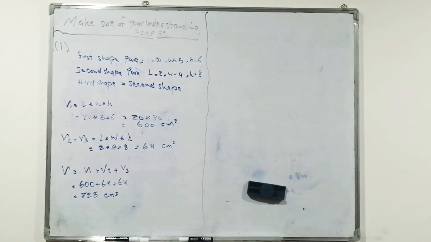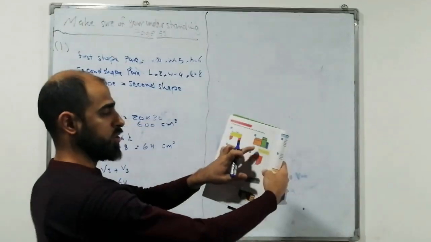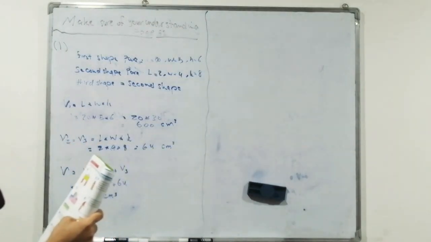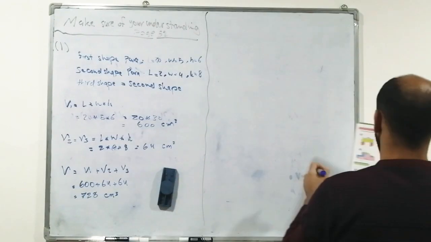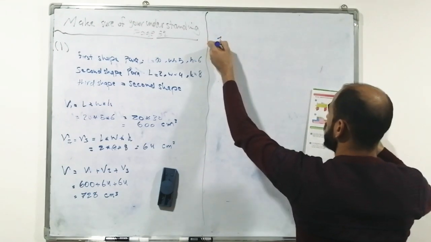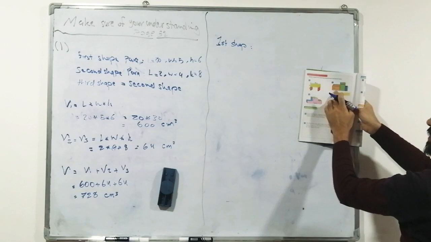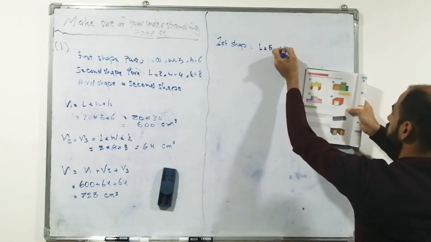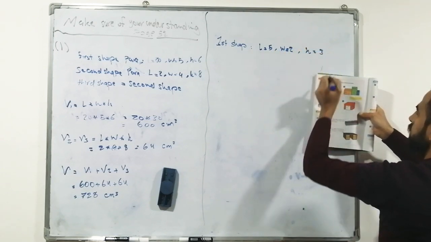Now in question number 2 also we have a compound shape as shown here. We will divide the shape also. The first shape, its dimensions: this is the first shape. Length equals 5 and width equals 2 and its height equals 3.